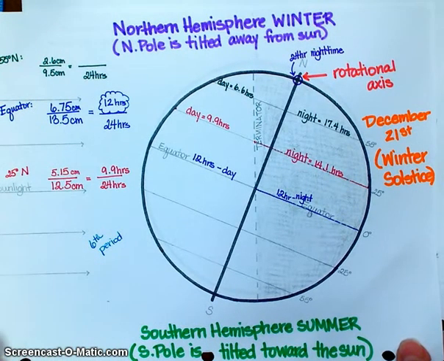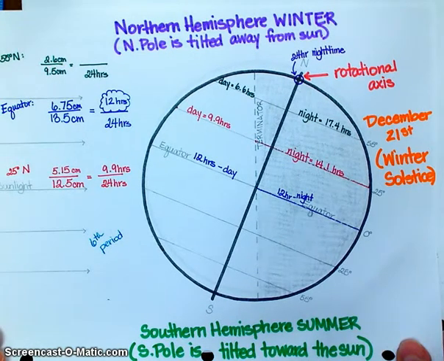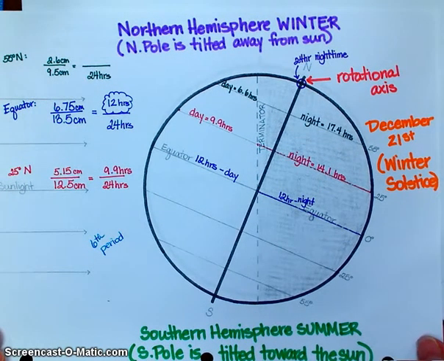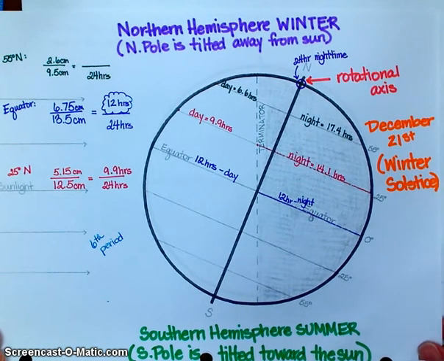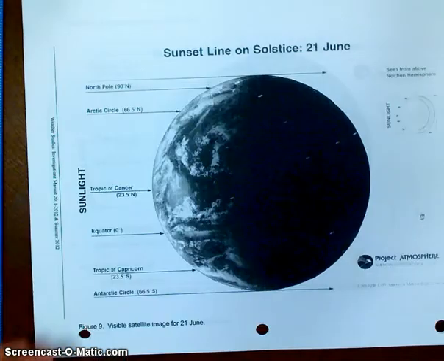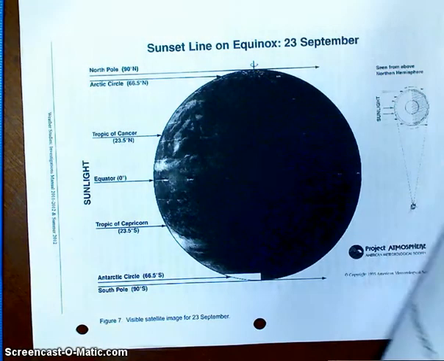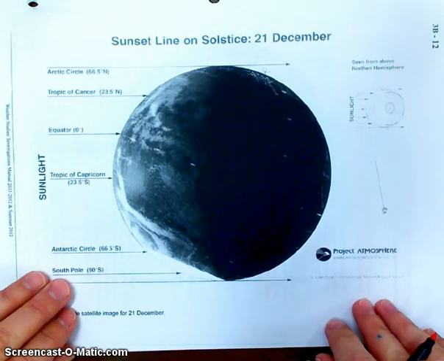Okay, so this one was the first one in your packet. Now, we need to go through and look at those crummy black and white photographs or copies, and let's see which one corresponds to the winter solstice. Okay, it's not the one on the last page. It's not figure 9. It's not figure 7. It's figure 8.